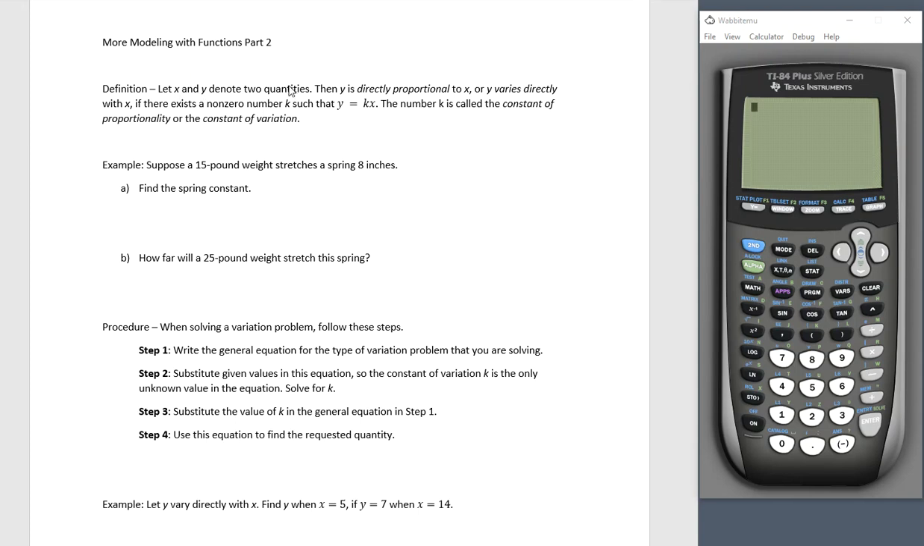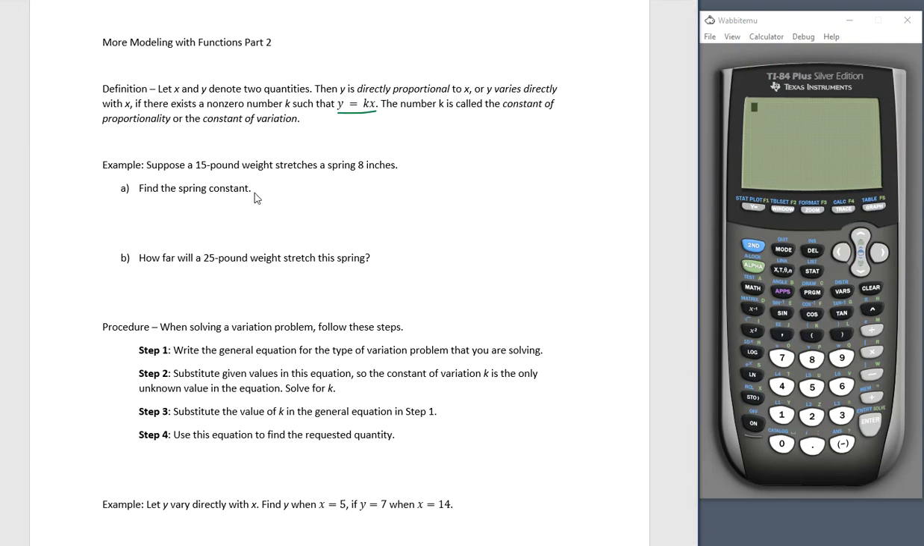Definition. Let x and y denote two quantities that are somehow related. Then y is directly proportional to x, or y varies directly with x, if there exists a non-zero number k such that y equals kx. This number k is called the constant of proportionality or the constant of variation. I will most frequently use variation rather than proportion. This is our go-to formula for this entire lecture.